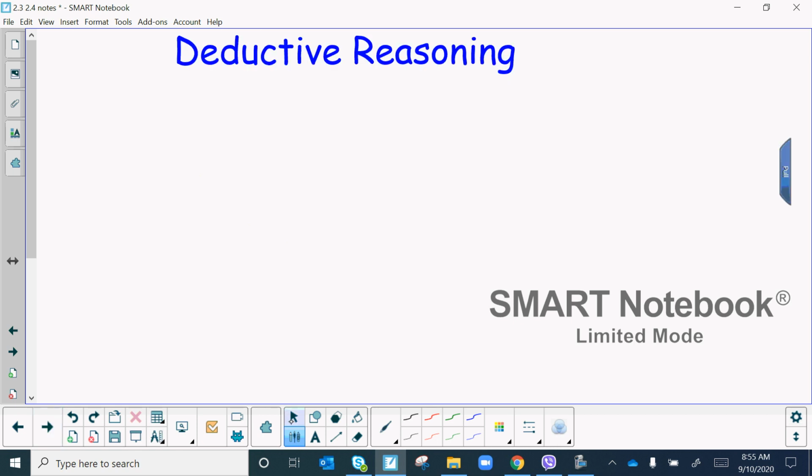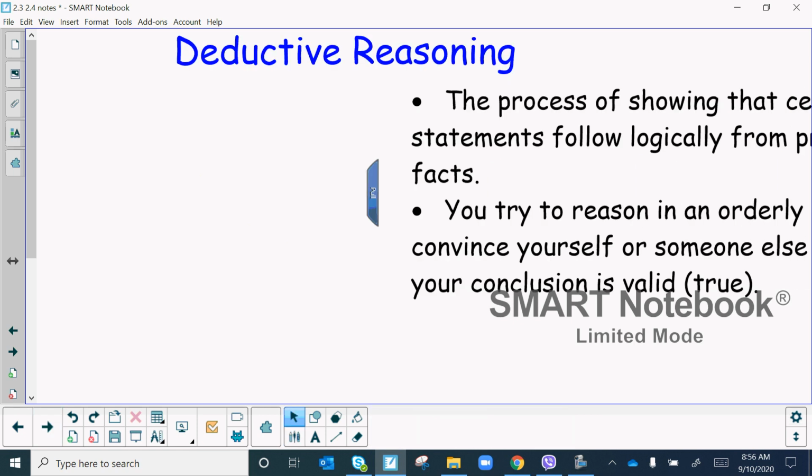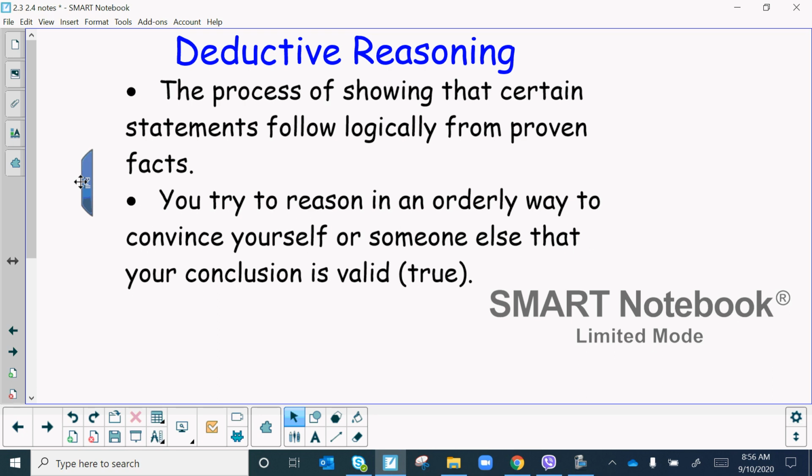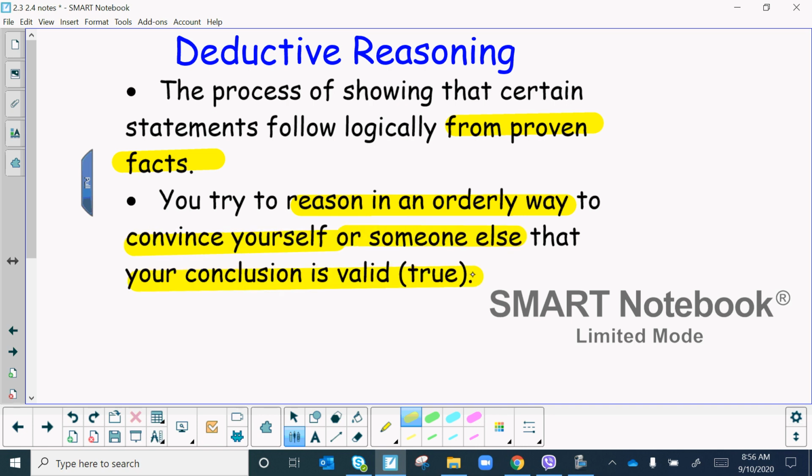Okay. Deductive reasoning. What type of reasoning is that? This is when it's the process of showing that certain statements follow logically from proven facts. That's the main thing here. Proven facts. So you have to have proof here. Basically, you're reasoning in an orderly way to convince yourself or someone else that your conclusion is valid, okay, or true.